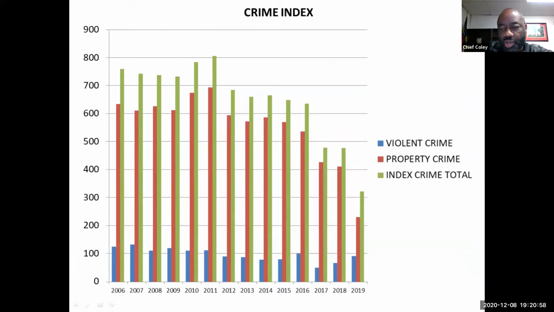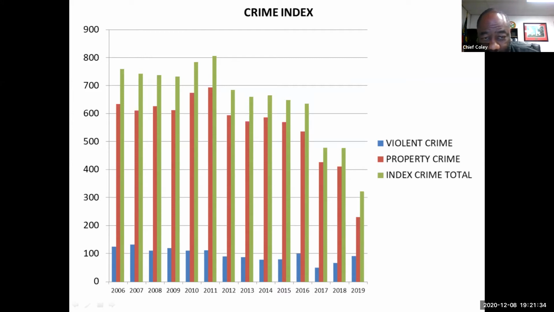As you can see in the blue, violent crime in 2017, 2018, 19 has increased some, but when you look at it comparatively to 2016, 2015, and 14, we're still under that. So we're doing good in that area. Now, as far as the property crimes, as you can see, we had a tremendous drop, and we hope to continue that.